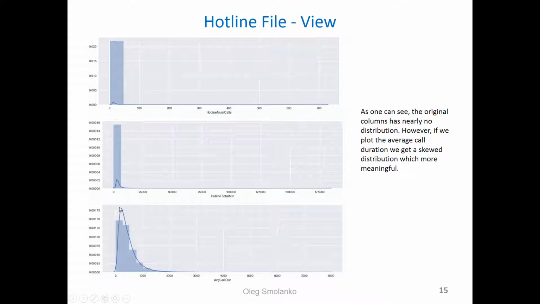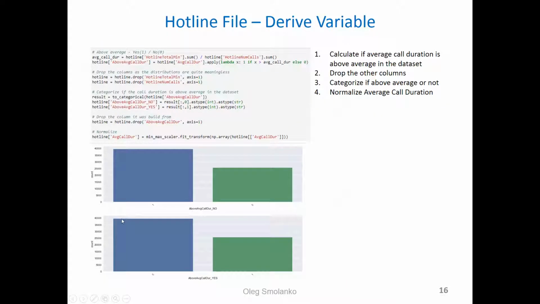We have mainly calls which are very short in time. However, if we build an average, we can see that the distribution becomes clearer, which we can use in the data set. In addition, I also derive a variable for whether the time the client spent on the phone was greater than the average in the data set. With that, I want to track very unhappy clients who spend a lot of time on the call with the call center.